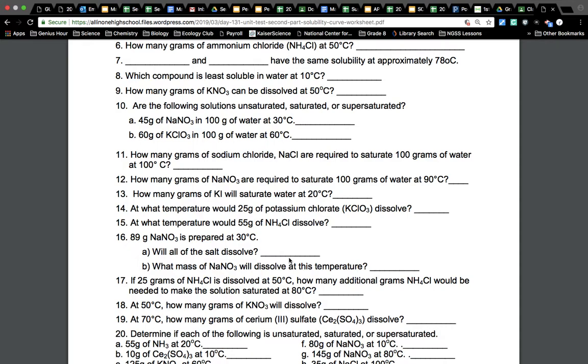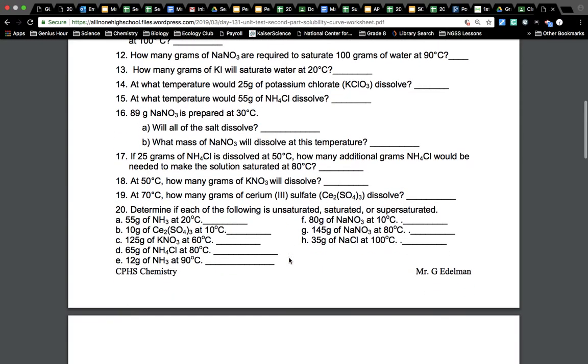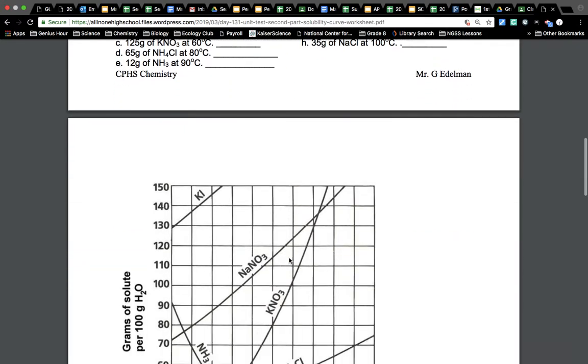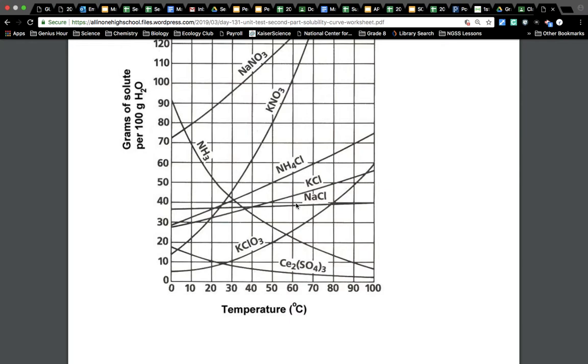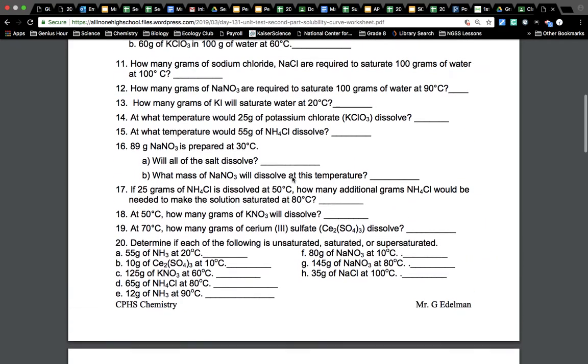At what temperature would 55 grams of ammonium chloride dissolve? 55 grams, maybe there. That looks like about 60 or so. Let's put 55 grams. That looks like that's about 60.